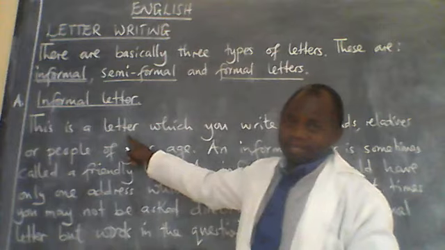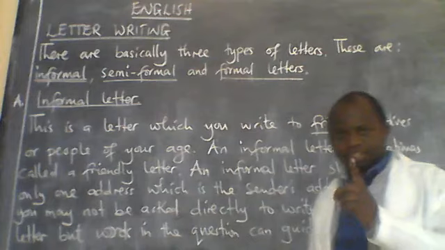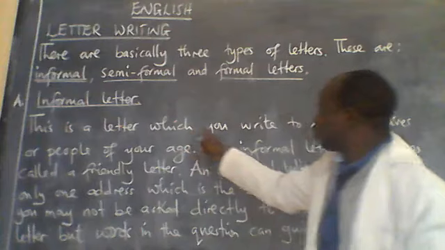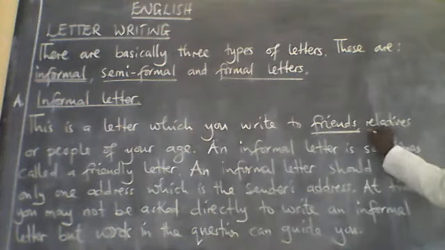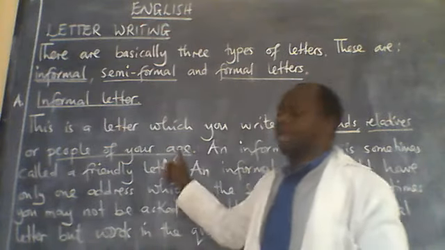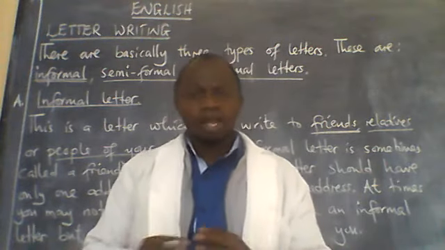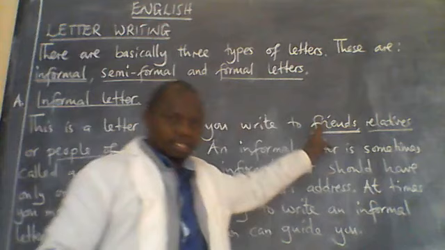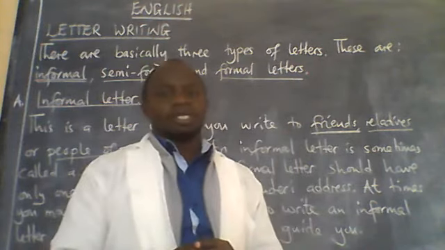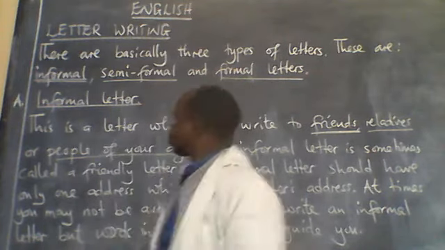This is a letter which you write to friends. That's the first point. Informal letter is a letter which you write to friends, relatives, or people of your age. It will still be considered an informal letter. For as long as you're writing a letter to your friend, relative, or any person of your age, it is called informal letter.